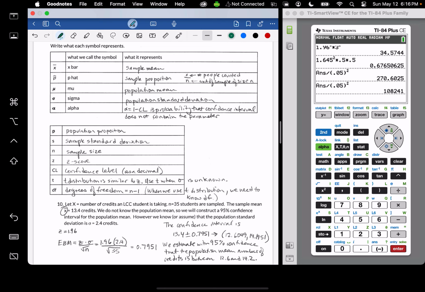The population proportion is P, S is the sample standard deviation, N is sample size, Z is a Z-score, confidence level you write as a decimal, so don't say 95, say 0.95. T distribution is similar to Z, use T when sigma is unknown. DF represents degrees of freedom, and it's just N minus 1.